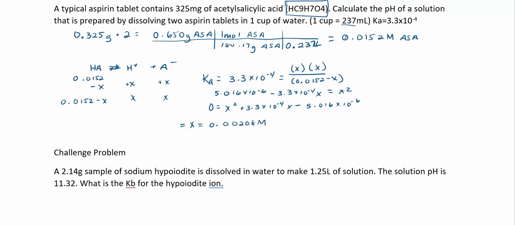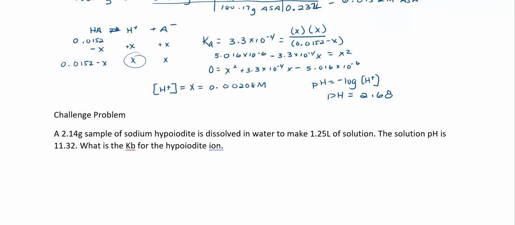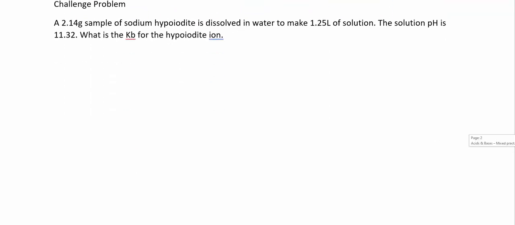Now, this x is going to be equal to the concentration of my hydrogen ion at equilibrium, because that's how I have to find it. The question is, what is the pH? So I need to take this value, recognize that the pH is the negative log of the concentration of the hydrogen ion, plug in 0.0028 into my calculator, and I get a pH value equal to 2.68 for that solution. And finally, we have a challenge problem.